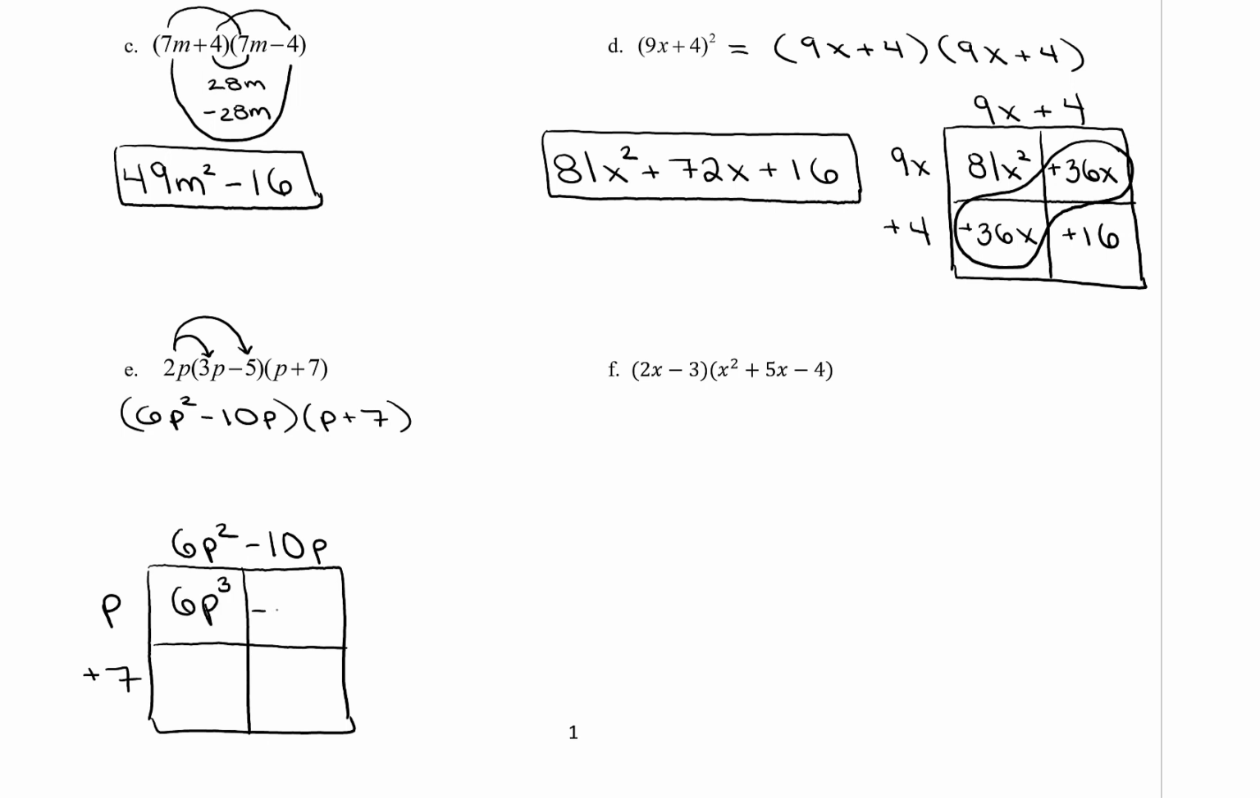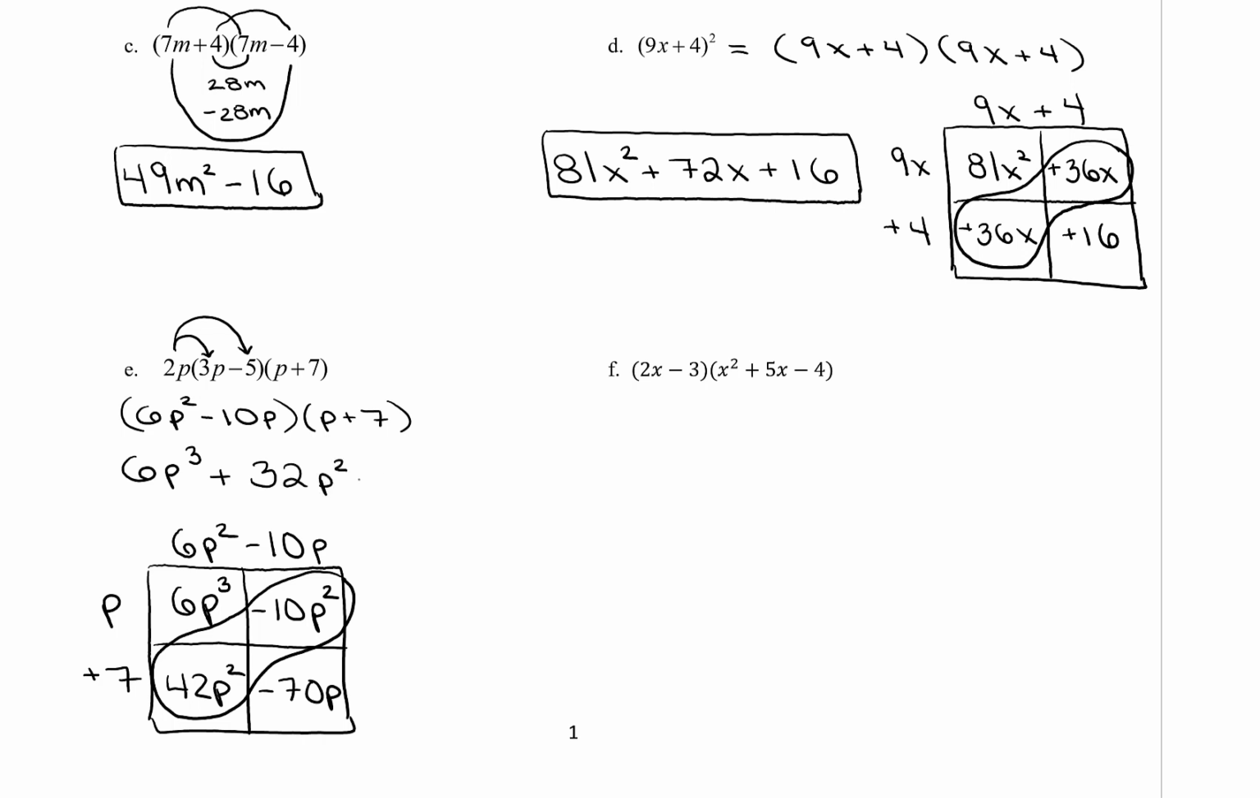P times negative 10p is negative 10p squared. 7 times 6p squared is 42p squared, and 7 times negative 10p is negative 70p. I'm going to circle the like terms here, which are the 42p squared and the negative 10p squared. Since those are like terms, I'm going to add those together. So my final answer is going to be 6p cubed plus 32p squared minus 70p.